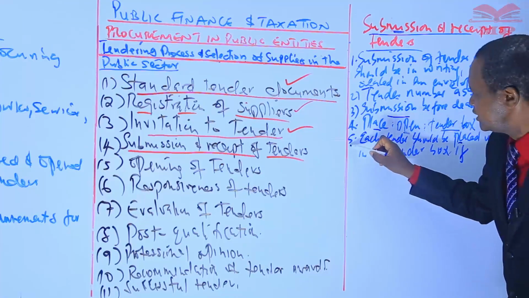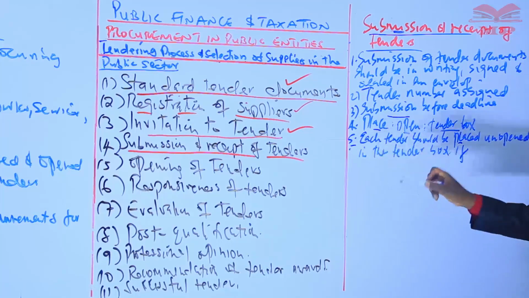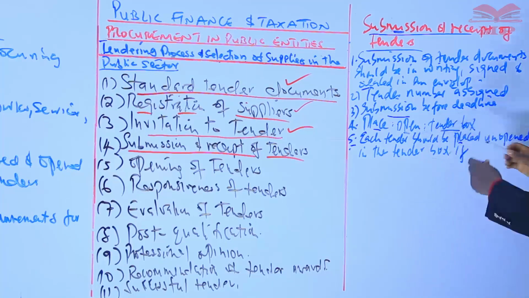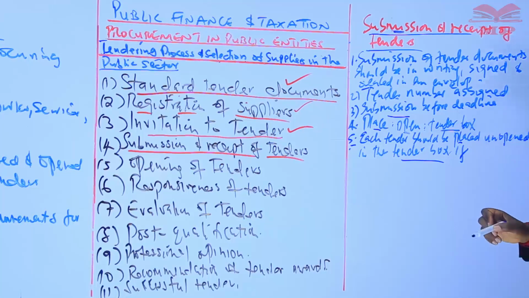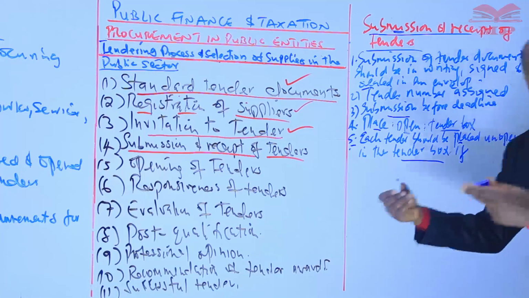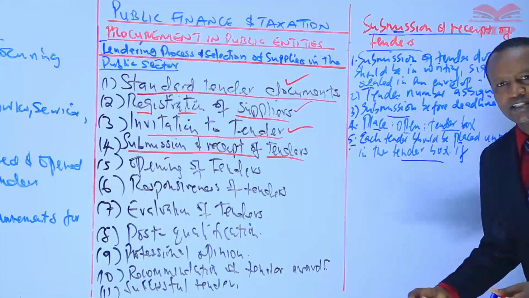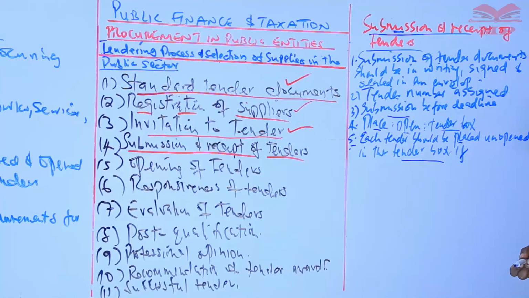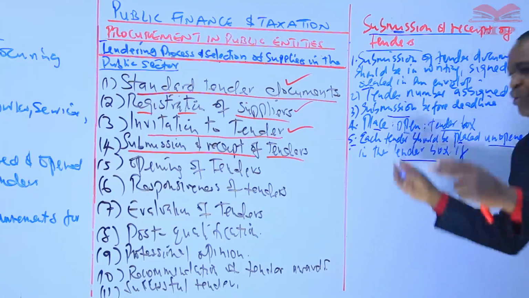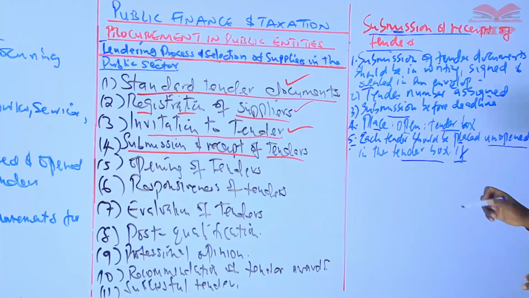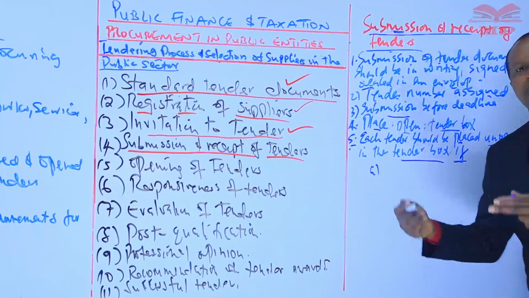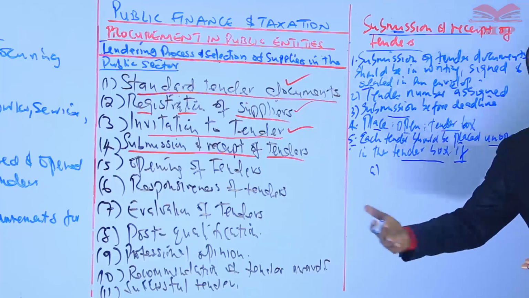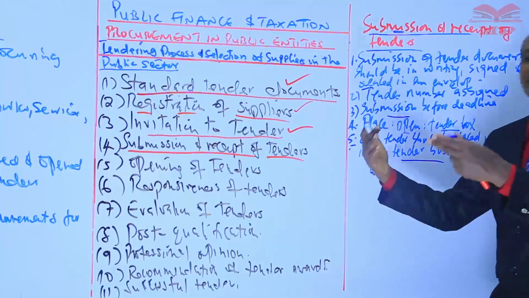Now we are on point number 5, where I'm saying that each tender should be placed unopened in the tender box. Each tender that is delivered should be placed unopened in the tender box. All right? The tender should be unopened in the tender box if, A, the tender is delivered by post, by the staff of the procuring entity immediately upon receipt.